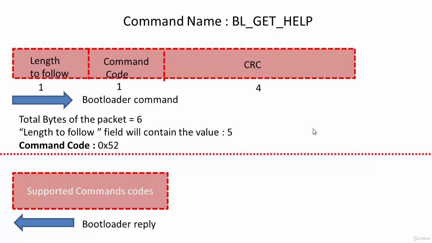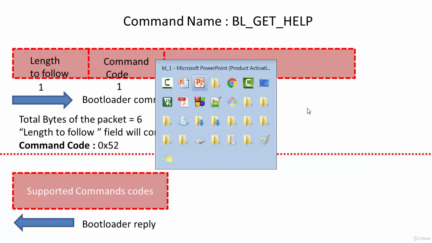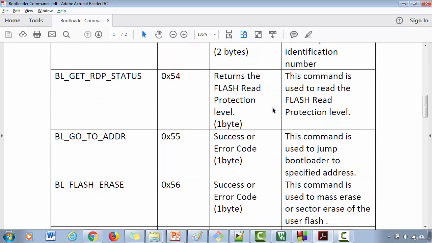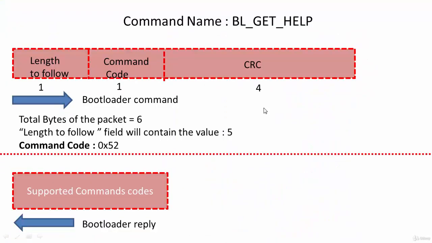This is the bootloader get help command. The goal of this command is to extract all the supported command codes from the bootloader. I suggest you refer to this document in order to understand what each command does. In this particular command, the total bytes of the packet will again be 6, the length to follow field will contain the value 5, the command code will be 0x52, and the bootloader reply will be all the supported command codes. We will see more on this when we implement this code in our implementation lectures.